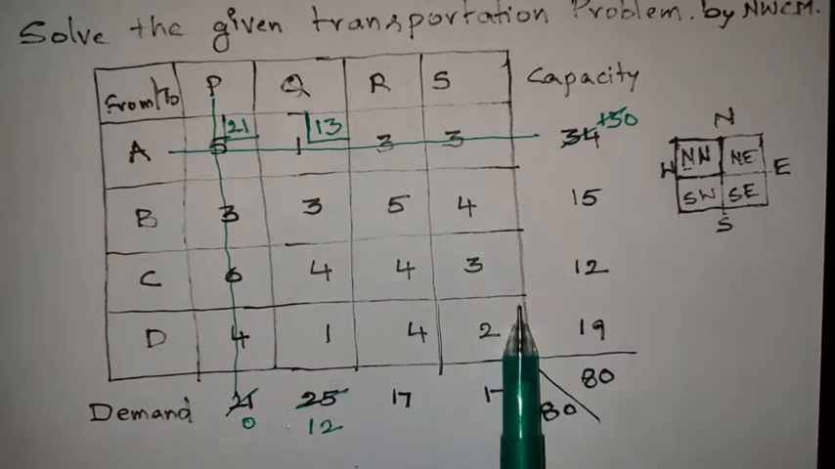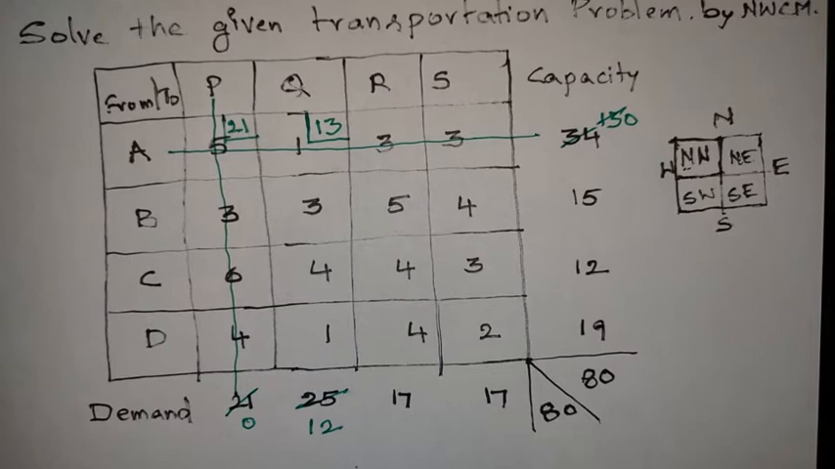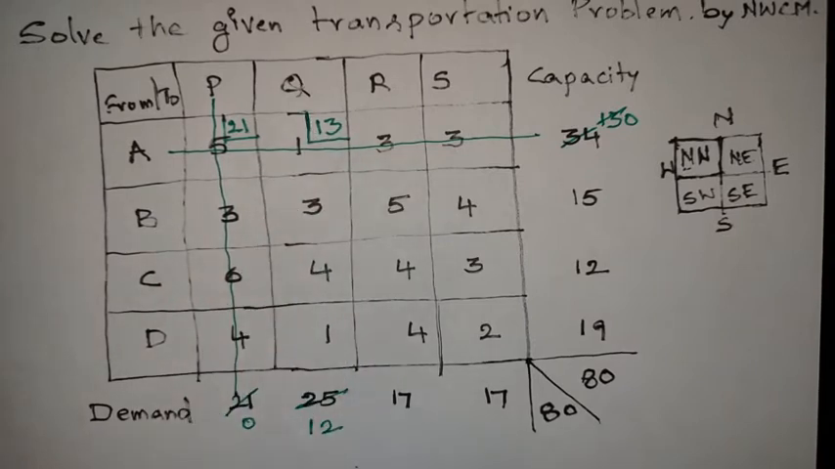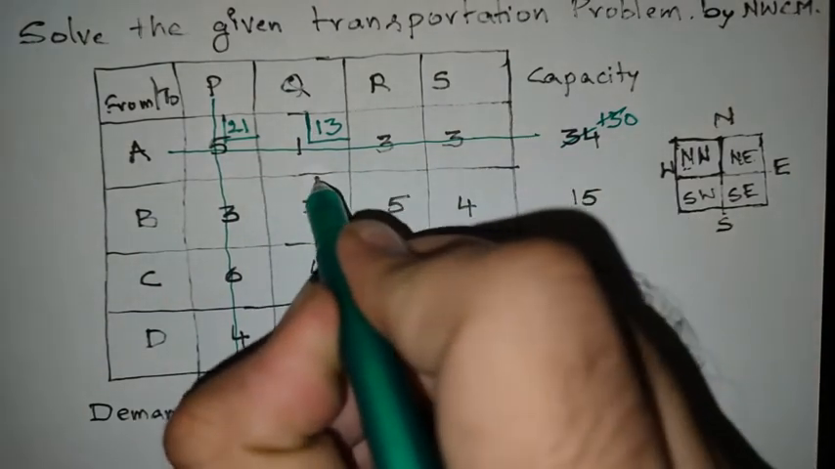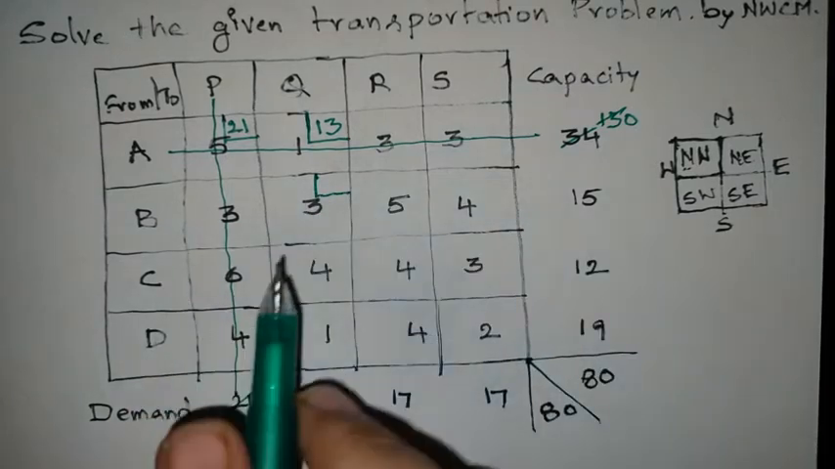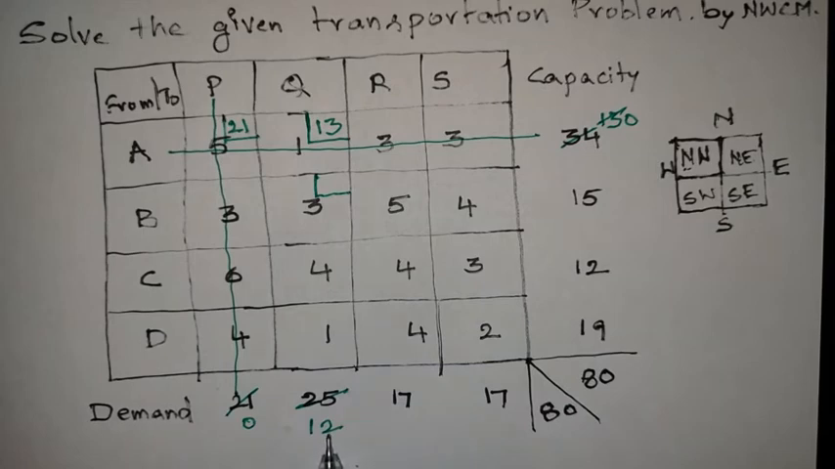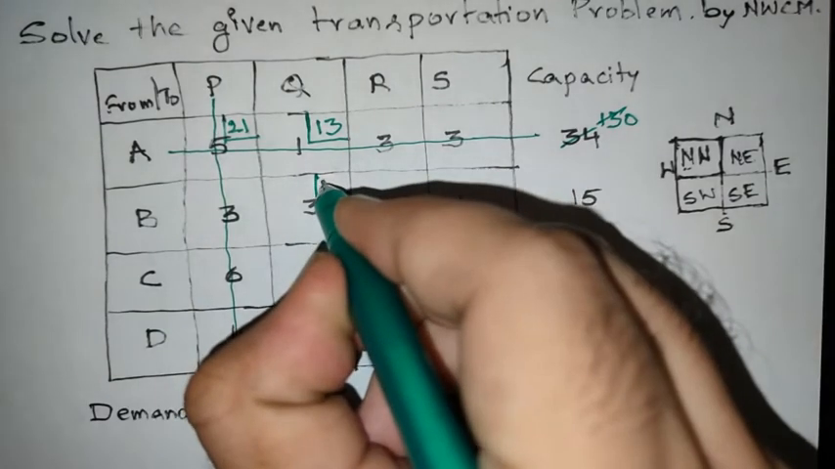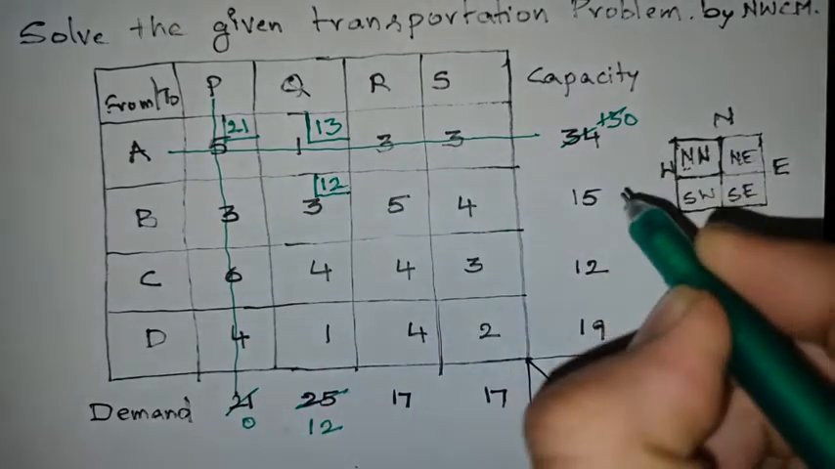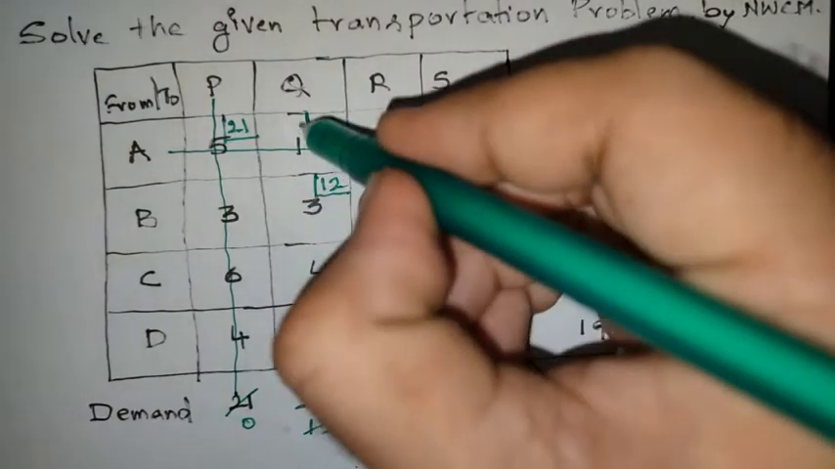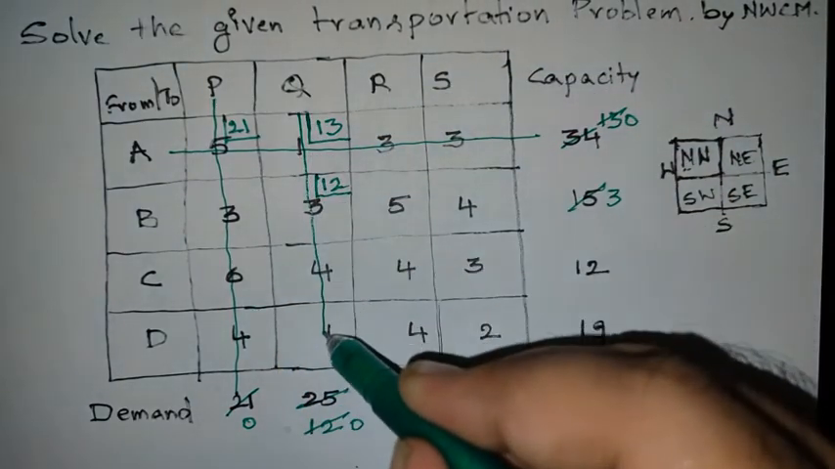This one is the remaining table. In this remaining table, what is the northwest cell? The top left corner, this one. So that is the BQ cell, the northwest cell. How many units can we allocate? Here we can supply 15 units, but the demand is only 12 units. So we will supply the total 12 units. The remaining units are 3 and the total demand was satisfied. This column became 0, so strike off this column.